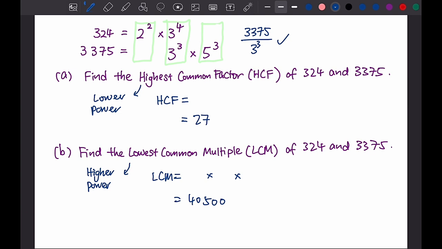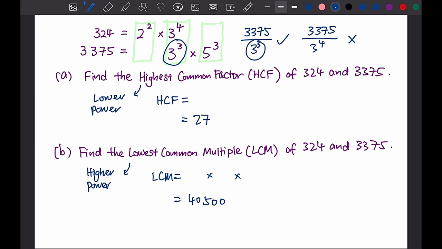So we can do that. Next, we're going to use our calculator to type in 3375 divided by 3 to the power of 4, and you find that the answer is not a whole number. What does this mean for us? That means 3 to the power of 4 is not a factor of 3375, which means it will fail the concept of common. So therefore, we end up choosing 3 to the power of 3, which is the one with the lower power between 3 to the power of 4 and 3 to the power of 3.